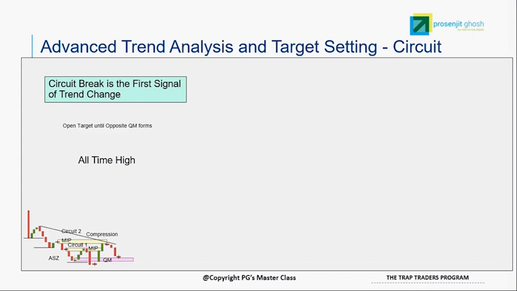My target will be open until opposite QM forms in the chart. So this is how a positional trader can take a trade. Now price moves up, right? And because of the move up, price breaks a couple of resistances, and we know MIP got created in the chart.